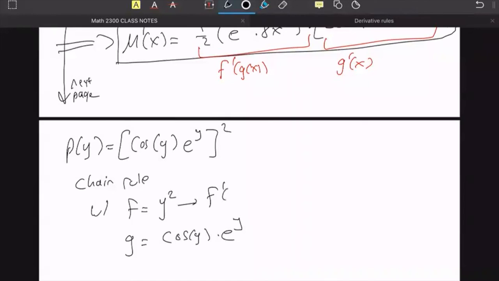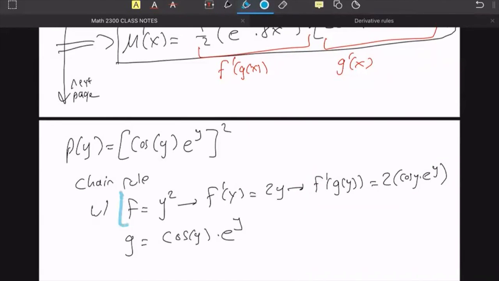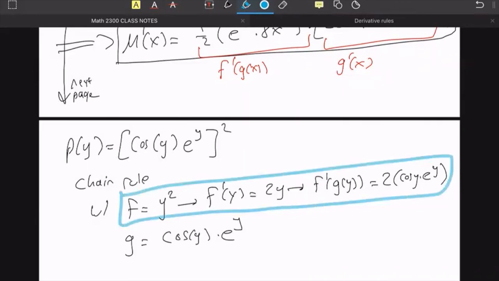So the derivative is just 2y, no big deal. And then we stick the g function back in. So it's 2 times cosine y e to the y. I feel like this f part is initially the thing that's confusing people. But I've been talking to people a lot in office hours, and I feel like people are starting to get that. Okay. Is that all right there?